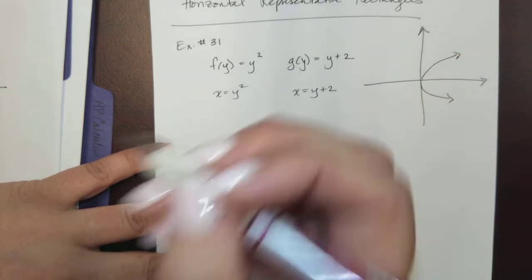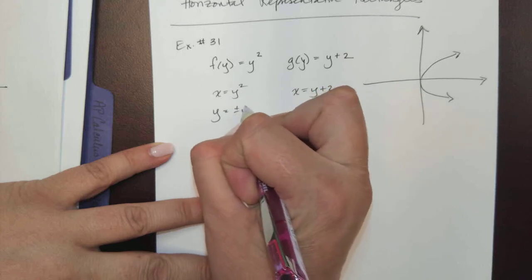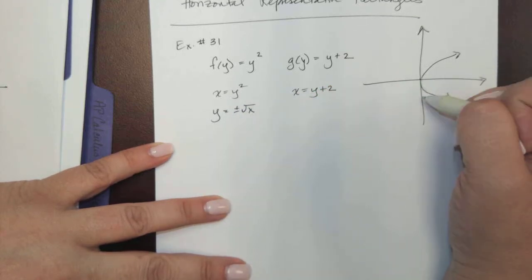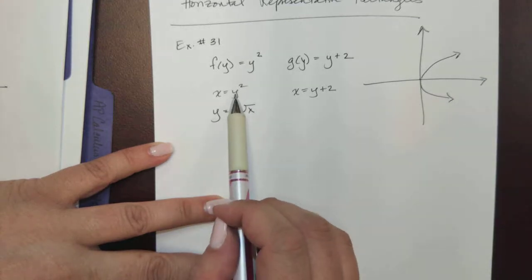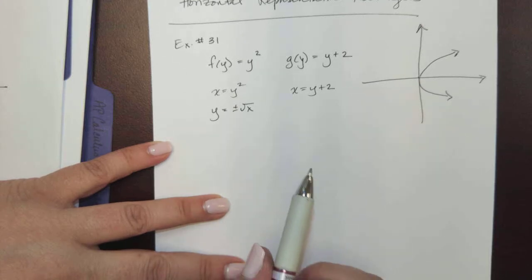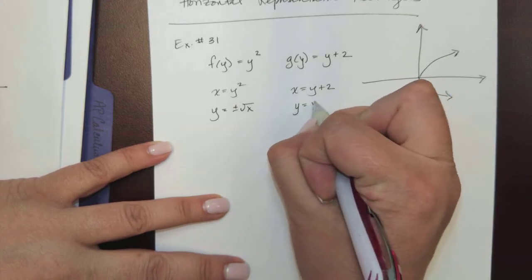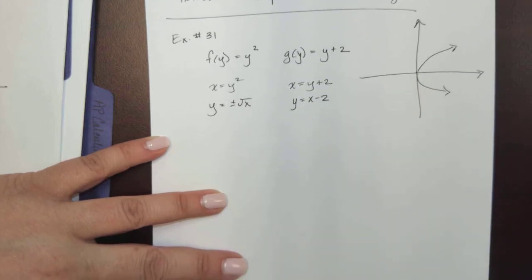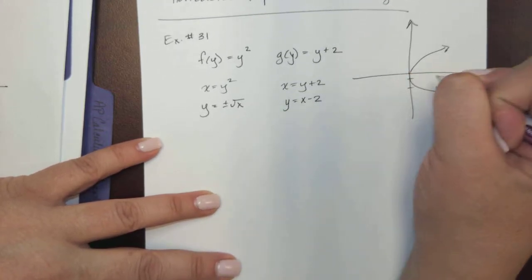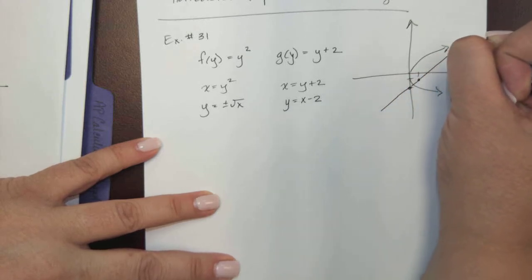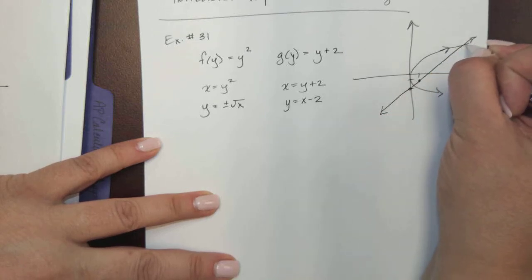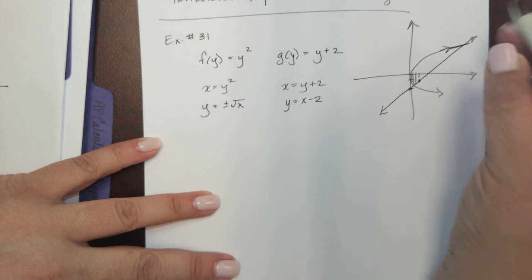Another way, because we said y equals plus or minus square root x, is that this is the positive square root x, this is the negative square root x. That is another way to do it if you don't recognize that it's a parabola. But make sure that you remember it's plus or minus. Over here, this is y equals x minus 2, if I solve for y. So now, minus 2, up 1 over 1. So this really connects over here, and this is my area.